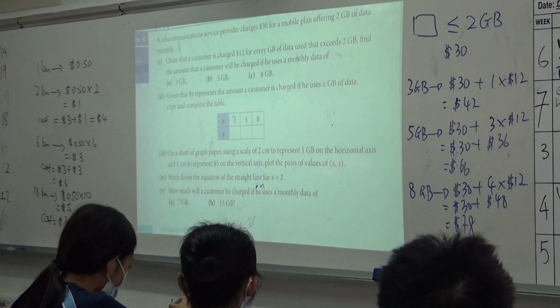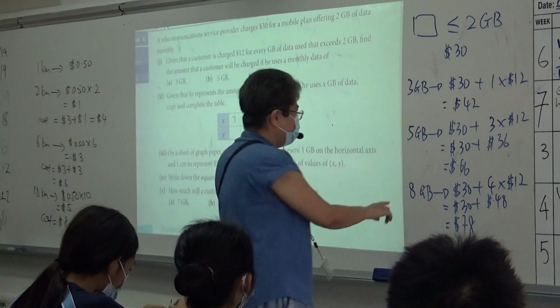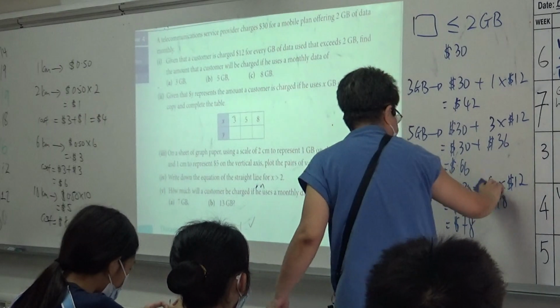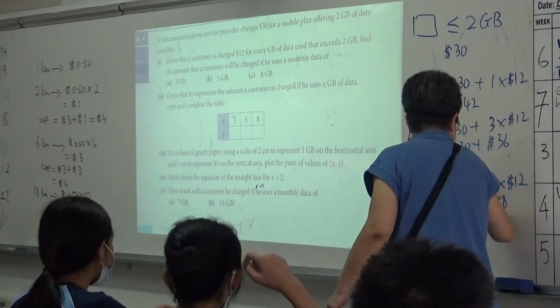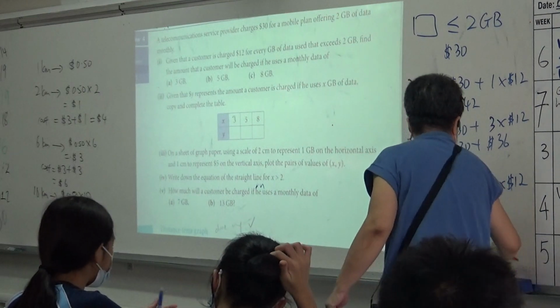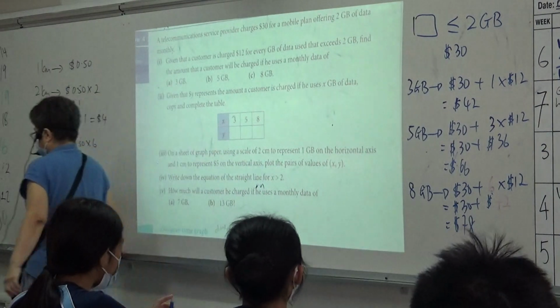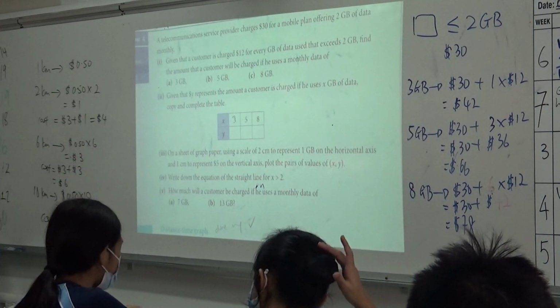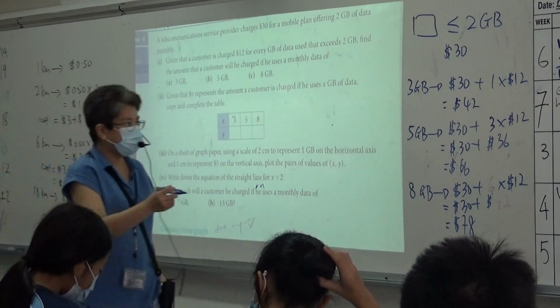I think I made a mistake. 8 gigabyte is wrong, right? This is a 6, right? Is this a 6? Yes, okay. 6 times 12 is what? 72. Okay, no 8. I'm going to change 1. Yeah, I change 1 with 8. So this is a 72.